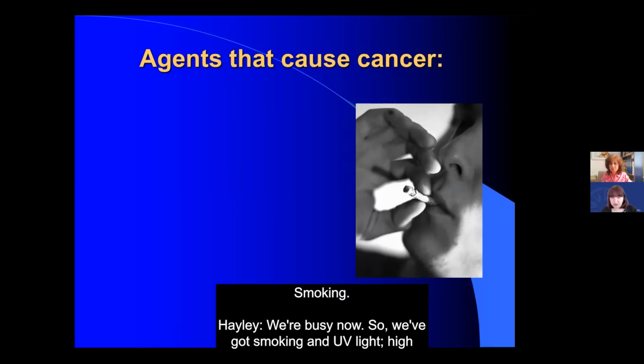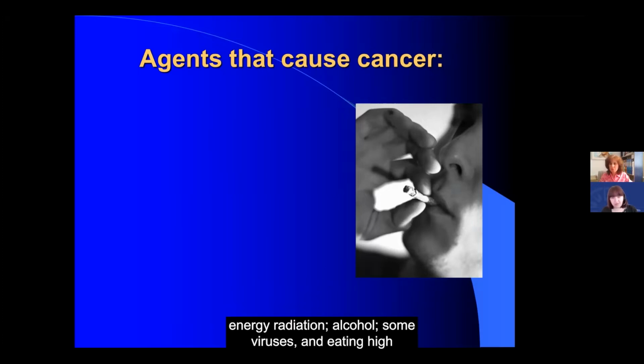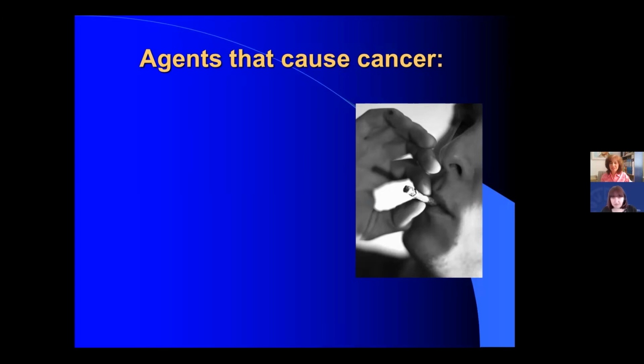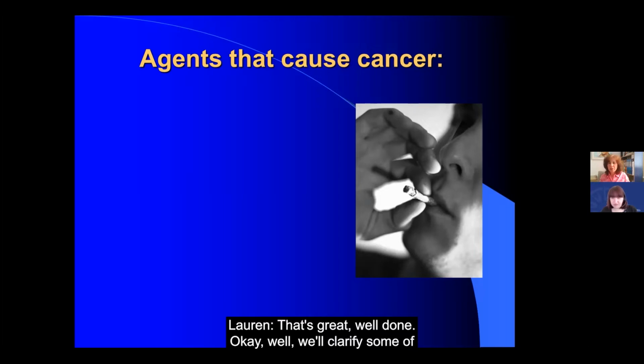So we've got smoking and UV light, high energy radiation, alcohol, some viruses, eating high cholesterol foods, obesity, asbestos. See if we get any more. Air pollution, radiation. I think I said that. Did I say that one? Radiation. That's great. Well done. We'll clarify some of those. Thank you, Haley. Thanks very much for feeding back.